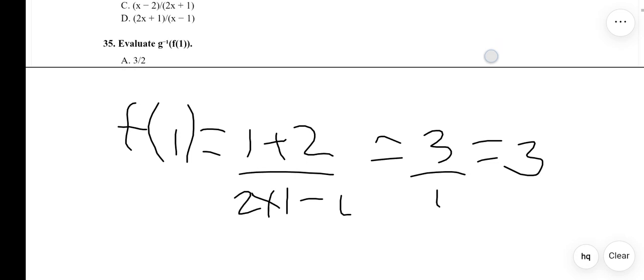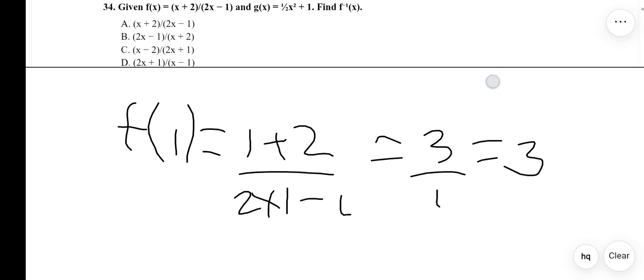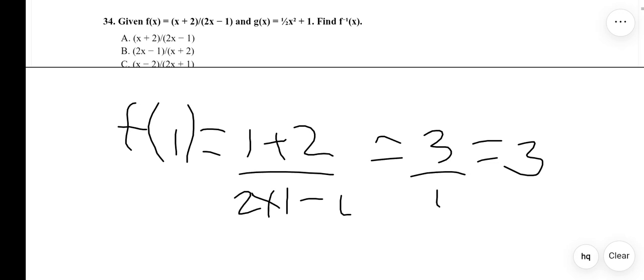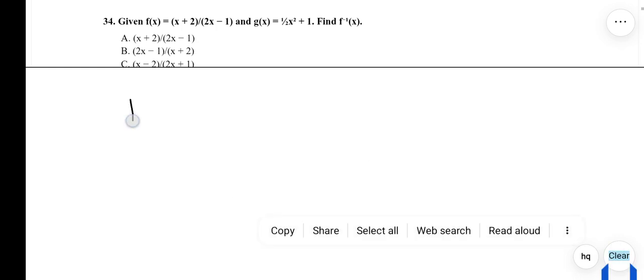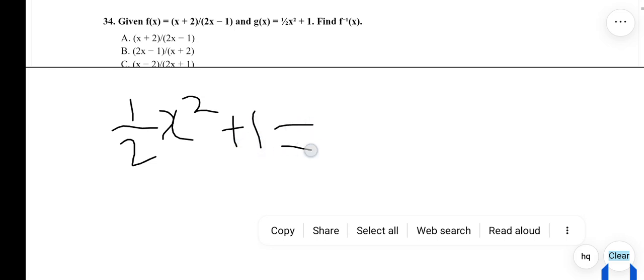So instead of finding g inverse and then putting the value of my input as 3, I will put my output for g inverse to be 3. So this is now what I'm going to do. Since I know my f of 1 is 3, so I'll now say that g of x, which is 1 all over 2x squared plus 1, is equal to the answer that I got, which is 3, because I'm using the normal function, but it's supposed to be the inverse.